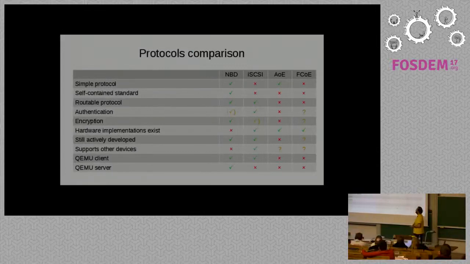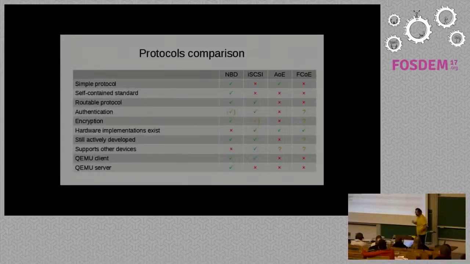It's a self-contained standard, which is not true for any of the others. It's a routable protocol. It has authentication with TLS certificates, so not if you don't do TLS. It has encryption. It doesn't have hardware implementations. I'm going to get a bit of water here. It is still actively developed, which is also the case for iSCSI, and I don't know whether that's the case for Fibre Channel over Ethernet.